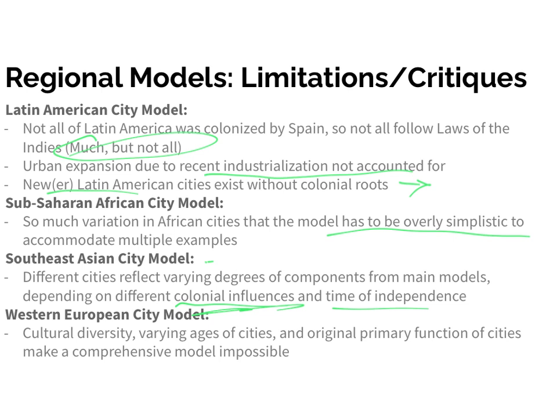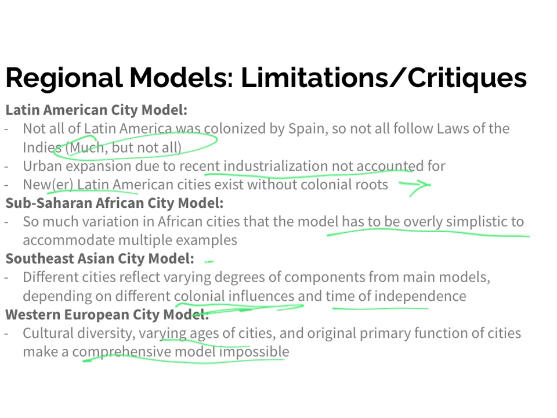And then the Western European city model. Cultural diversity, again, varying ages of the cities, original primary function of the cities, because they weren't all built for the same things, make a comprehensive model impossible. But again, we're looking for things that are consistent, and then we understand that there are variations on a theme when it comes to trying to make a model for multiple different situations, right?